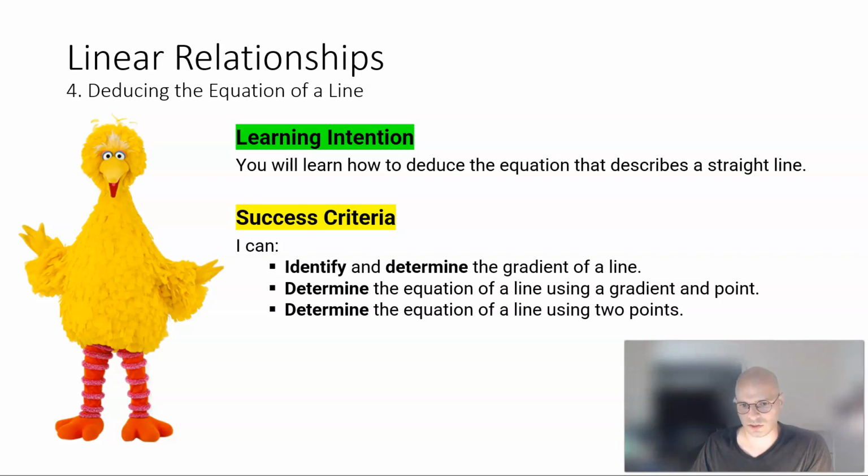In this lesson, you'll learn how to deduce the equation that describes a straight line. By the end of this lesson, you'll be able to identify and determine the gradient of a line. You'll be able to determine the equation of a line using the gradient and a point. And finally, you'll be able to determine the equation of a line using 2 points.